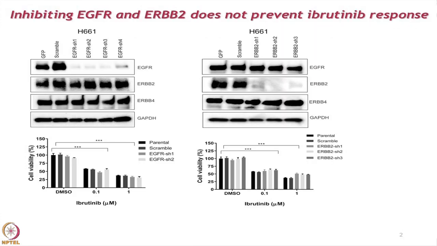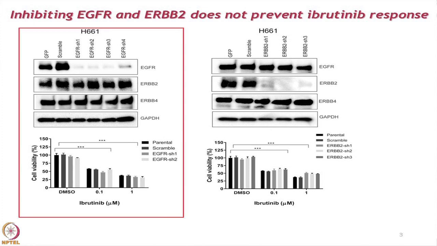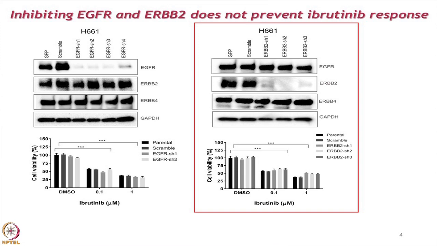So that's what we did. We did shRNA. Here you can see the level of EGFR. Using shRNA that knocks down EGFR, we could significantly reduce EGFR. Notice that these shRNAs do not affect ERBB2 or ERBB4. And similarly, we had some ERBB2 shRNAs that knocked down ERBB2 and did not affect EGFR or ERBB4.